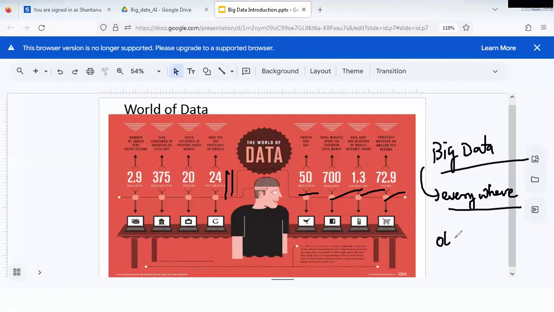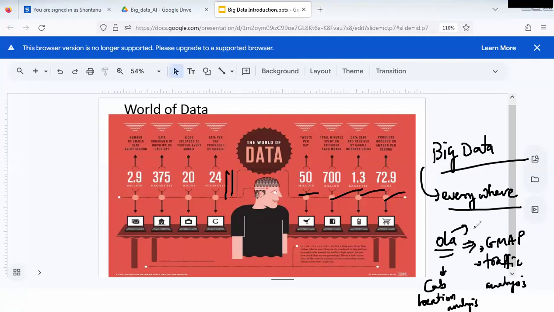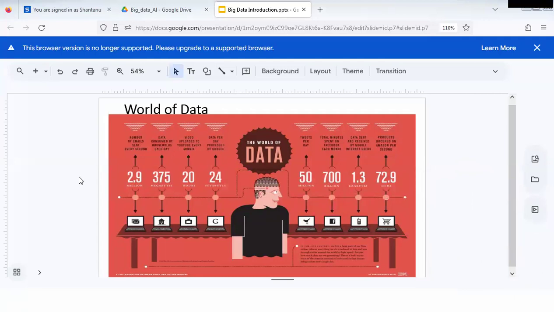Think about the Ola application, it uses big data. Google Maps is being used, traffic analysis is being done, or you can say cab location analysis, or processing users. Such a large number of users, their data is getting processed by Ola. So everywhere big data is getting used today. The impact of big data is almost everywhere.